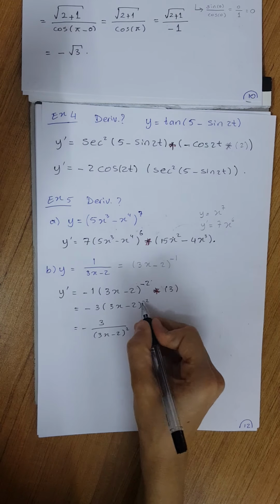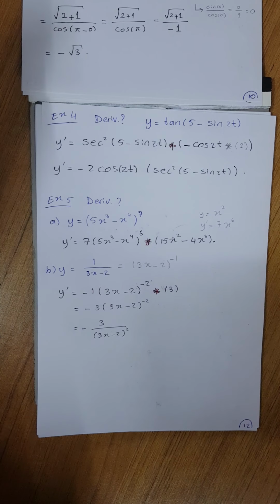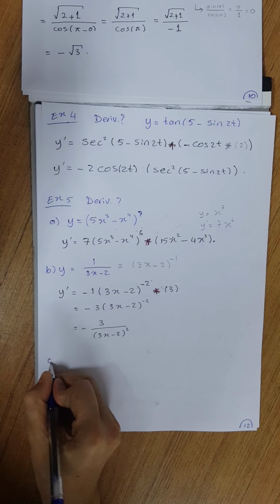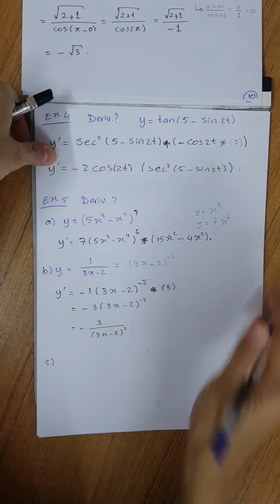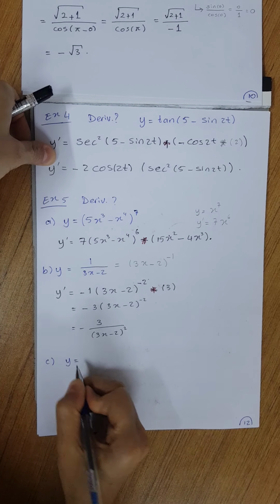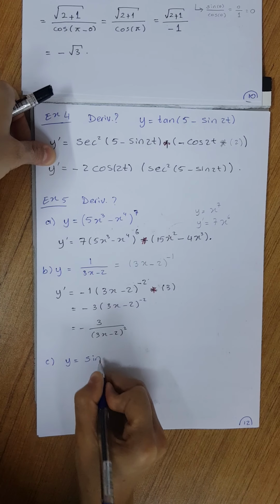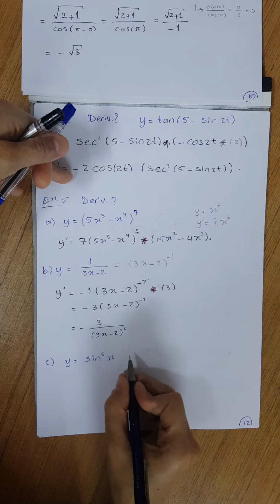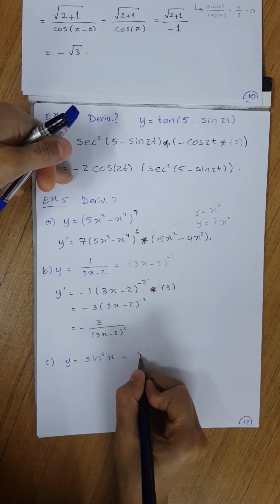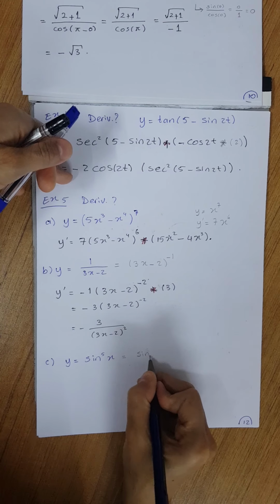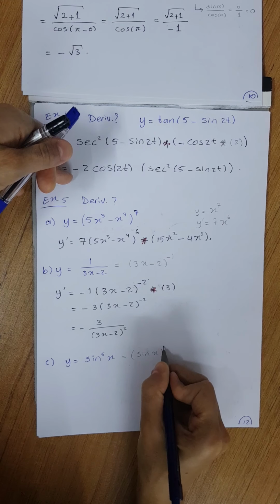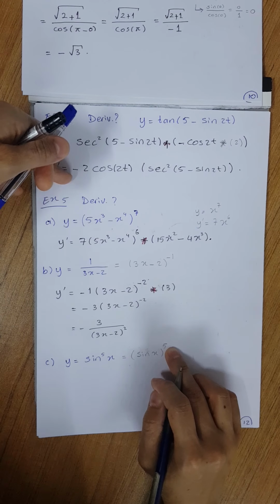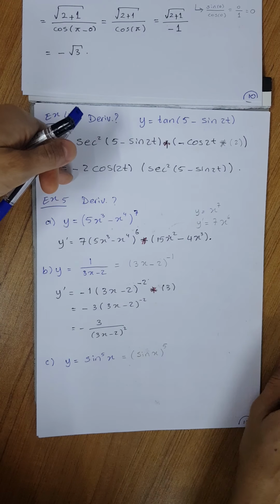2 to the power of 2, because the negative brings it to the denominator. Part C, we have got y is equal to sine to the power of 5 of x. You can leave it like that, calculate it like that, or you can write it as this, to the power of 5. It doesn't make a difference if the 5 is outside or on the sine of x.